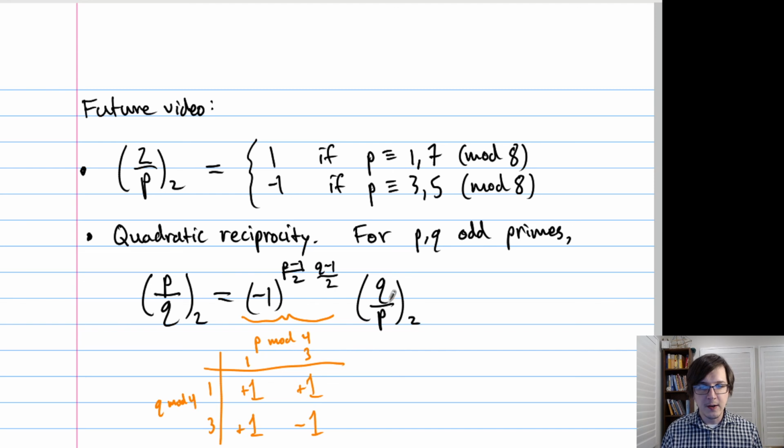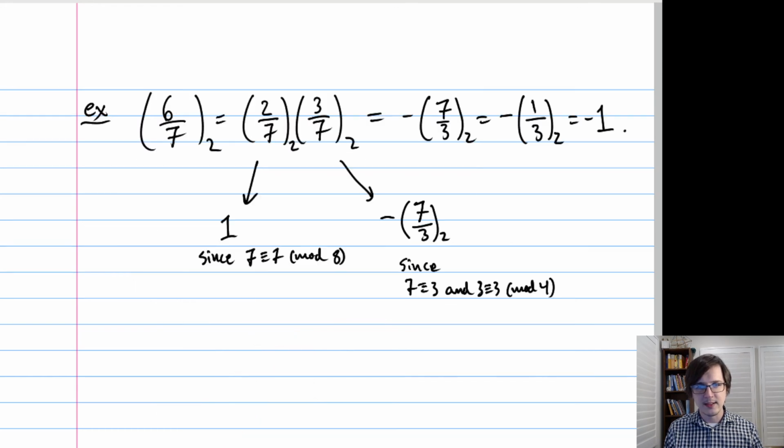And once you flip it over, then you can reduce q mod p, and then factorize it, continue, flip things, maybe use the 2 rule here. And you can check whether something has a square root in that way if you wanted.